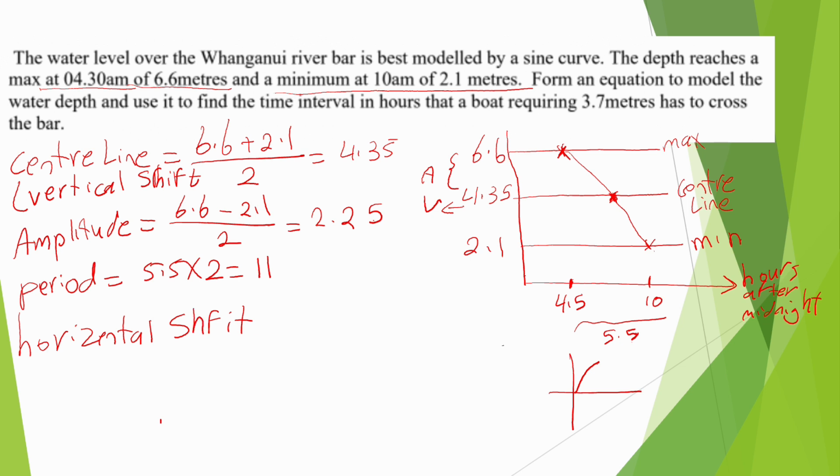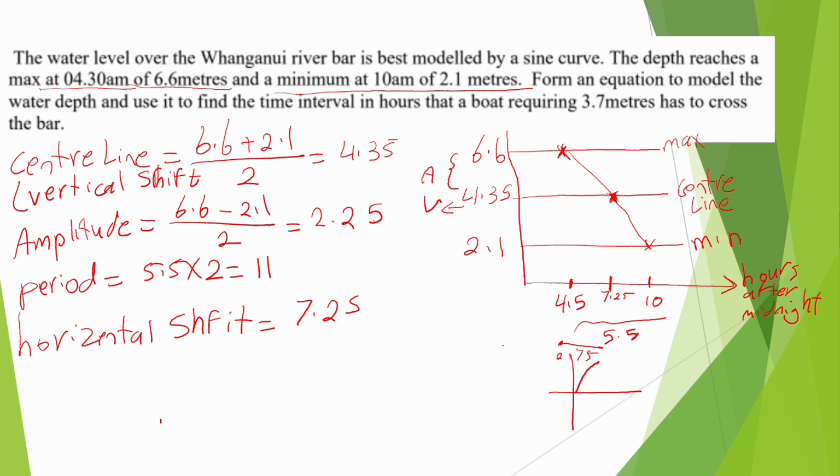Okay, so midway, 4.5. We need to find what's a quarter of a period, because we're moving one step. The graph starts at high, we want to start midway, so we need to know the time here. So we do 5.5 divided by 2, and that gives me 2.75. So the distance from here to here needs to be 2.75. So 4.5 plus 2.75 gives me 7.25. So that means the horizontal shift is 7.25.